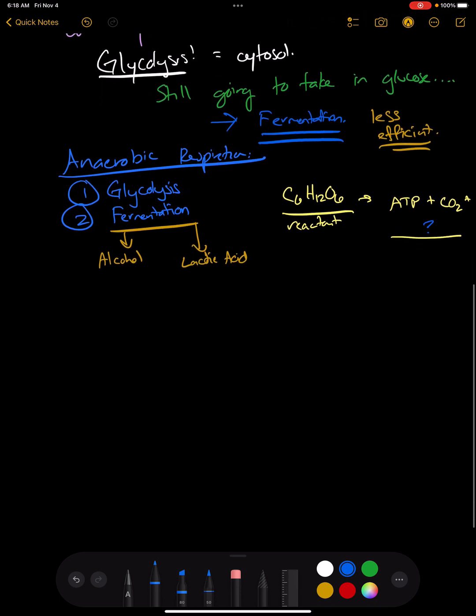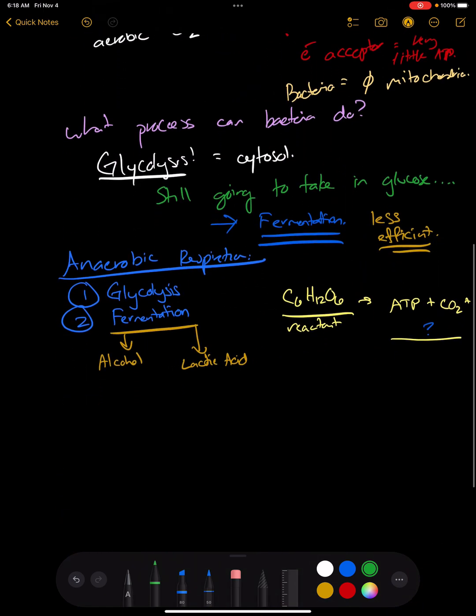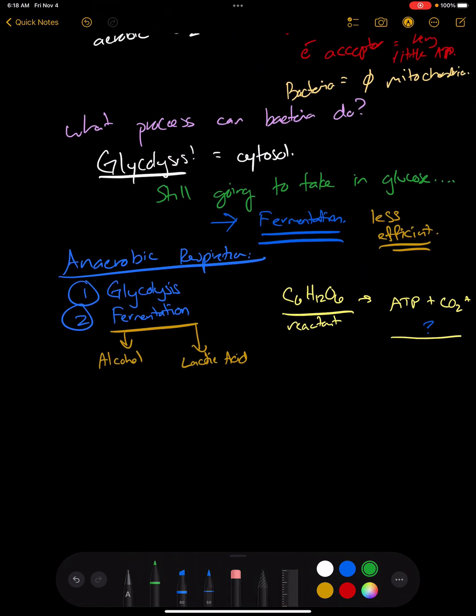So let's finish up this equation really quick. So glycolysis, if I look back up here, how many ATPs did I make? I got to make 2. And since I don't get to go in the mitochondria and do Krebs electron transport chain, that means in anaerobic respiration, I only get to make 2 ATP. That's why this is way less efficient than aerobic respiration.